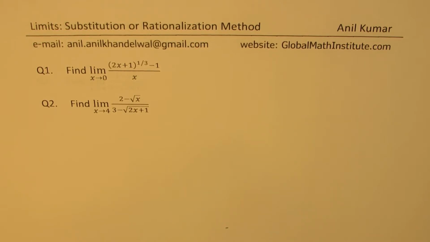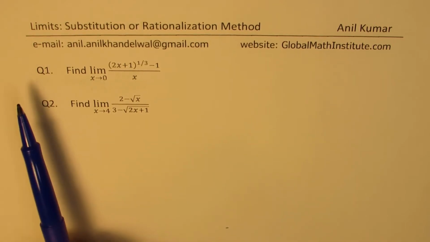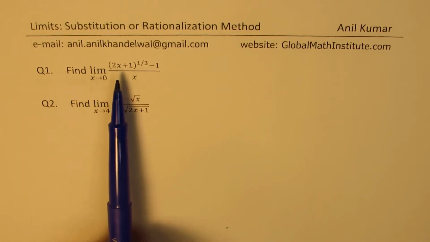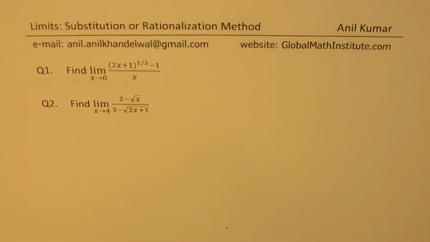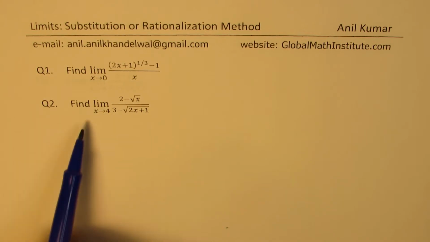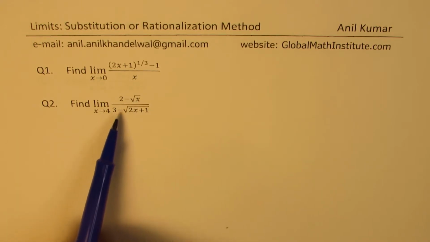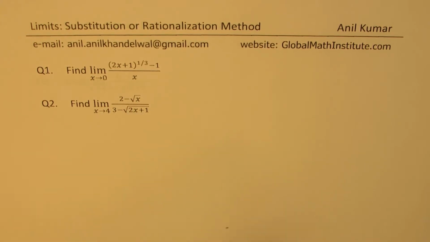We'll take up two excellent questions where we'll find limits using substitution or rationalization. We'll also understand when not to use substitution. The very first question here is: find the limit as x approaches 0 of (2x plus 1) to the power of 1 over 3 minus 1, divided by x. And the second one is the limit as x approaches 4 of 2 minus square root of x, divided by 3 minus square root of 2x plus 1.